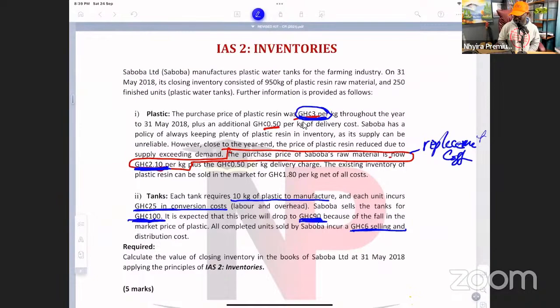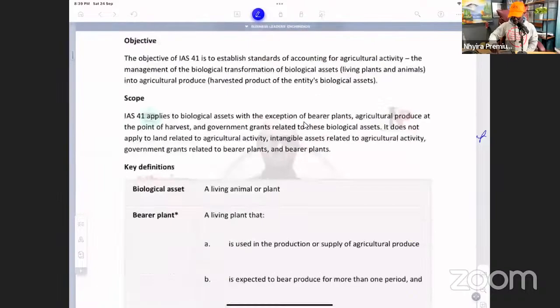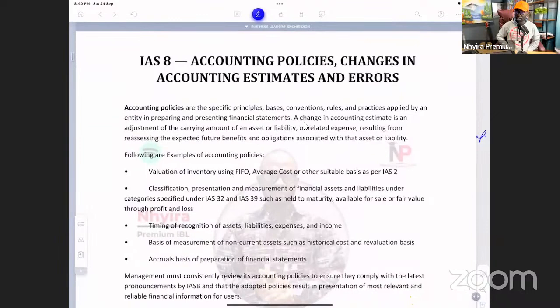So let's look at another standard for the evening. And that will be one of the simplest standards there, and that is IAS 8, Accounting Policies, Changes in Accounting Estimates and Errors. I want you to stay with me very carefully here.